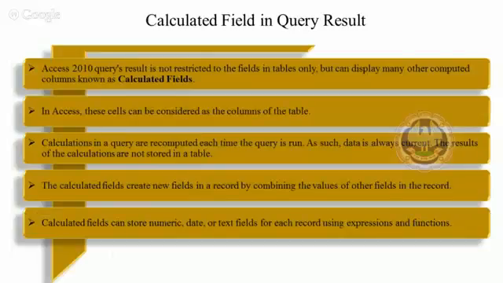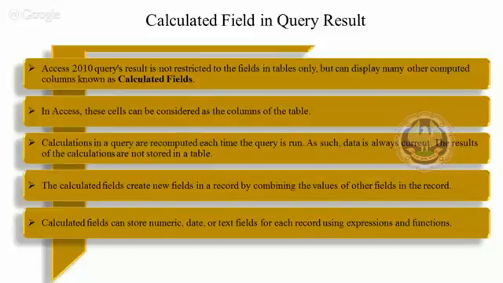Calculated field in query results. Now, as you know, one thing is we do show them the calculated field which can be put as a table part, which is only from 2010. In 2007, we did not have this option of a calculated field in the table. But now that we are using 2010, the query's result is not restricted to the fields in the tables only, but can display many other computed columns known as calculated fields, which can also be put into our query design window.